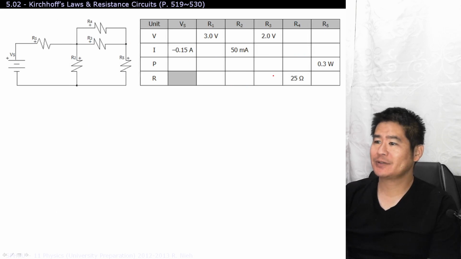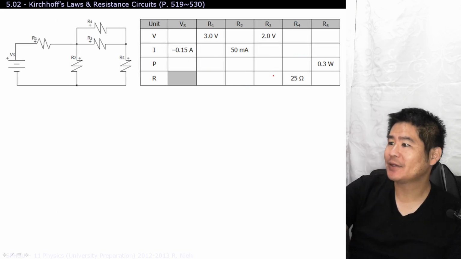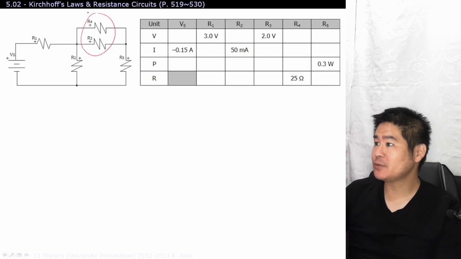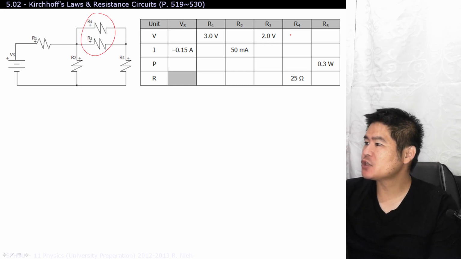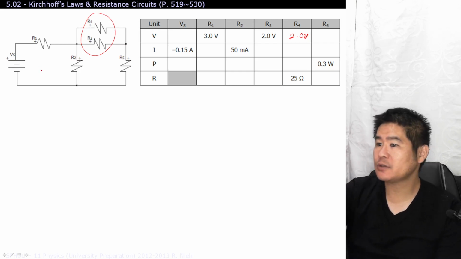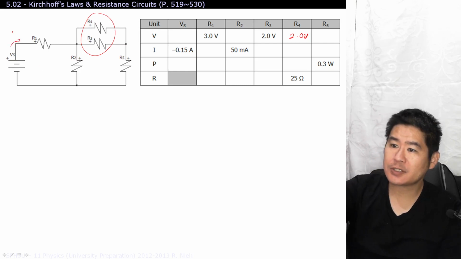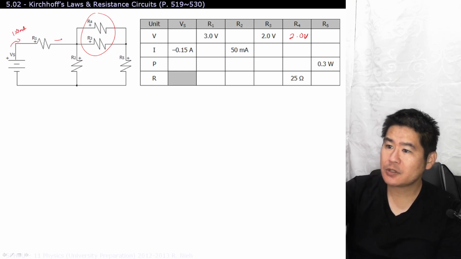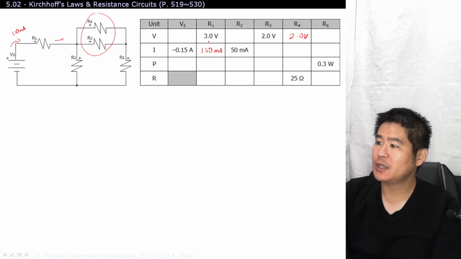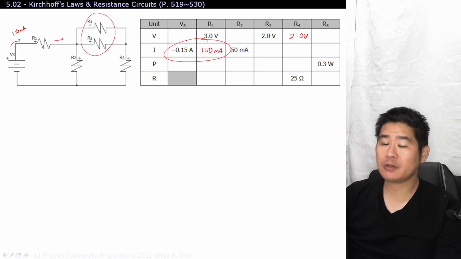All right. Third example. What do I know so far? Well, I see that R3 and R4 are parallel to each other, so R3 and R4 should share the same voltage. That'll be my first step. What else do I know? I know current, because current through the source is at 150 milliamperes, so through R1 it should also be at 150 milliamperes. If you're wondering which way is the right way of writing it down, they're both correct, so the preference is up to you.